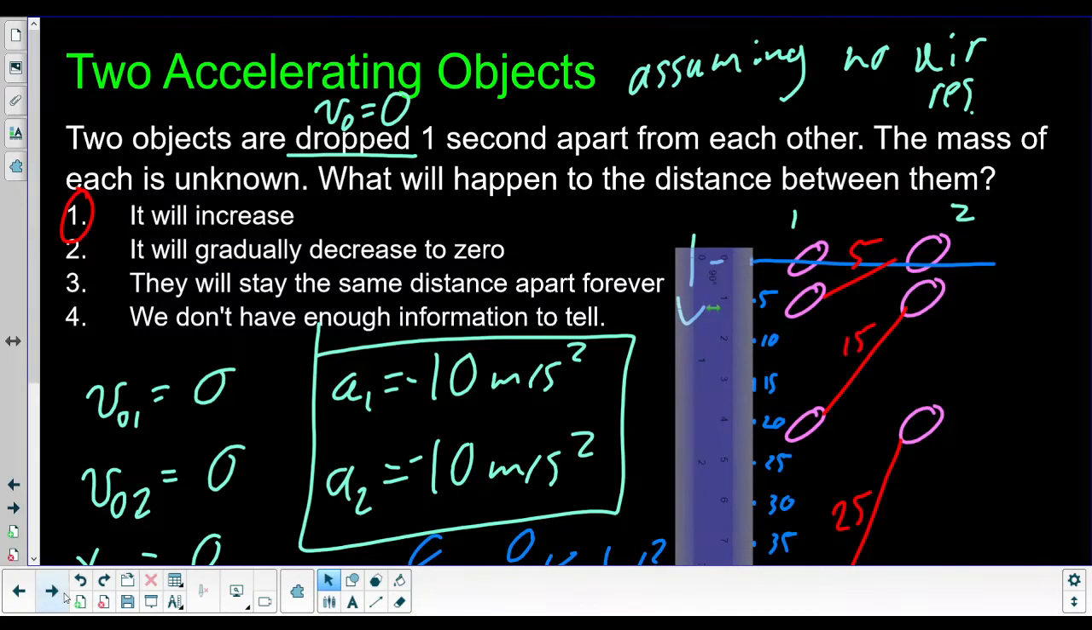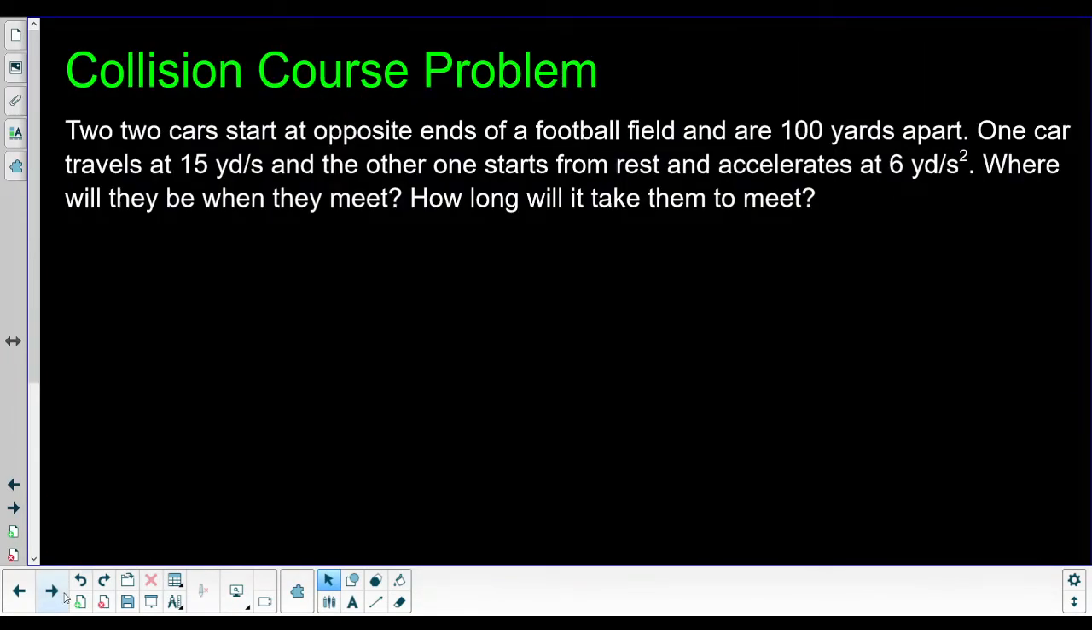Okay. Let's look at one more. This one is just being aware of how to set up some algebra and then being diligent with our assigning of signs and defining things. So we have two cars that start on opposite ends of a football field and are 100 yards apart, because America. One car travels at 15 yards per second, and the other one starts from rest and accelerates at 6 yards per second squared. Where will they be when they meet?